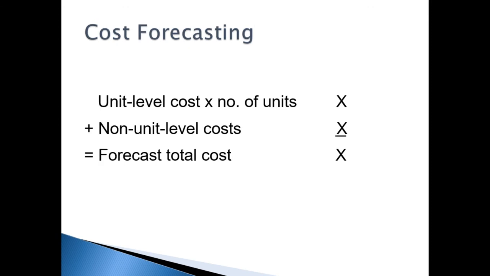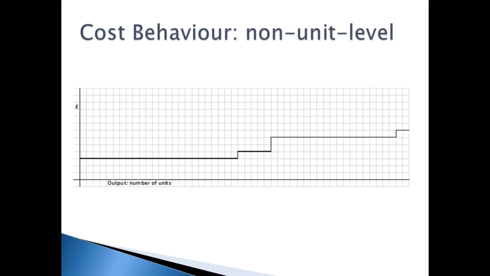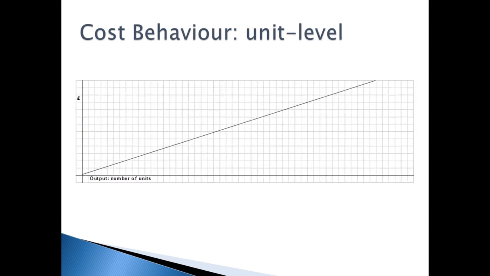You can also use this information to forecast costs. So if you take the unit level cost and multiply it by the number of units you're planning to make, add your non-unit level costs, that gives you a cost. And we can do this because if you think back to the earlier graph, you can see that these non-unit level costs are quite stable over ranges of output level. So this makes them relatively easy to predict.